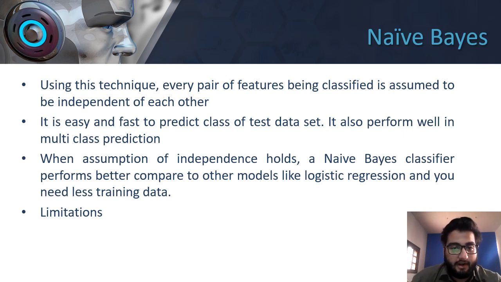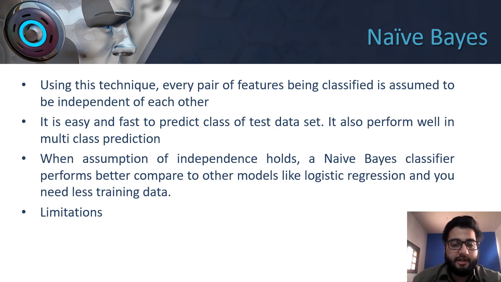With the assumption of independence, the naive-Bayes classifier performs better as compared to other models like logistic regression, and you also require less training data. An example of independence would be that a fruit may be considered to be an apple if it is red, round, and about 3 inches in diameter. But even if these features depend on each other or upon the existence of other features, all of these properties independently contribute to the probability that this fruit is an apple. And that is why it is known as naive.